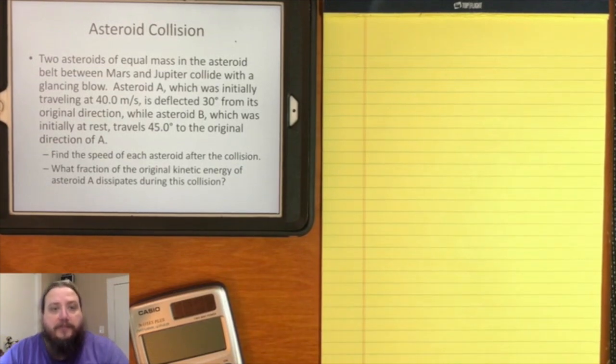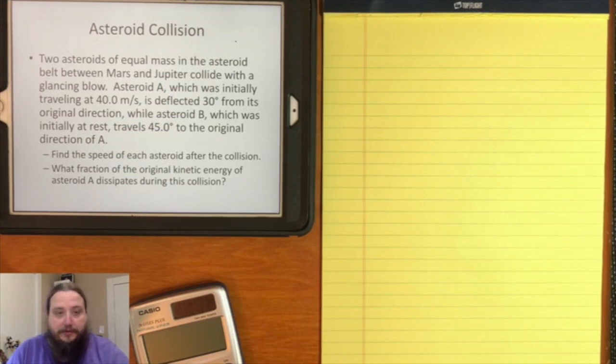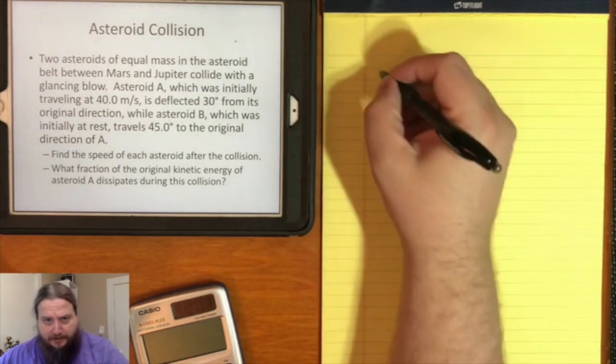So this one says, asteroid collision. Two asteroids of equal mass in the asteroid belt between Mars and Jupiter collide with a glancing blow. Asteroid A, which was initially traveling at 40 meters per second, is deflected 30 degrees from its original direction, while asteroid B, which was initially at rest, travels 45 degrees from the original direction of A. So let's draw ourselves a picture here.